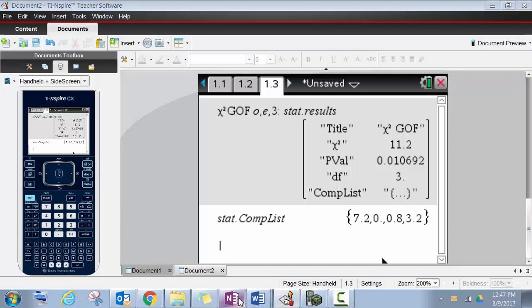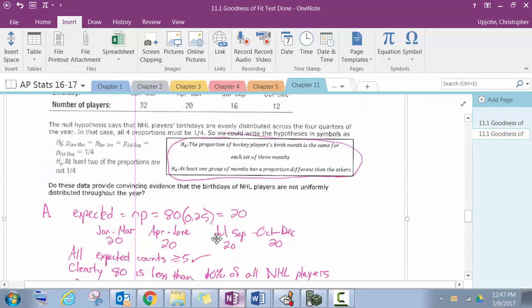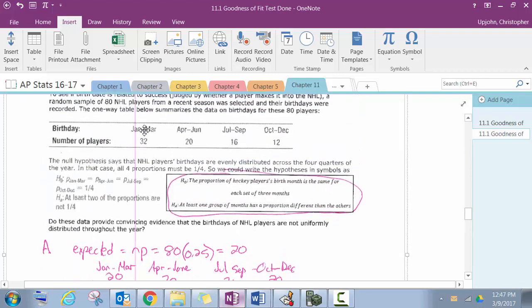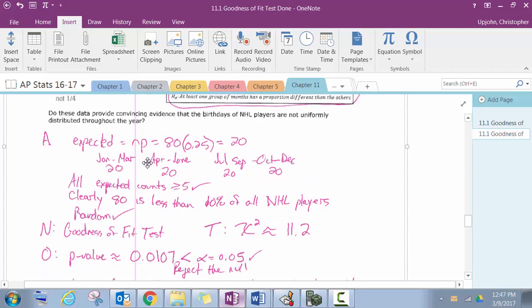So what that means is that this first group was the most different. 32 is the most different from 20. 20 is exactly 20. 16 is only 4 away from it. 12 is 8 away from it. But 32 is 12 away from it. So it's the first 3 months that caused it to reject.